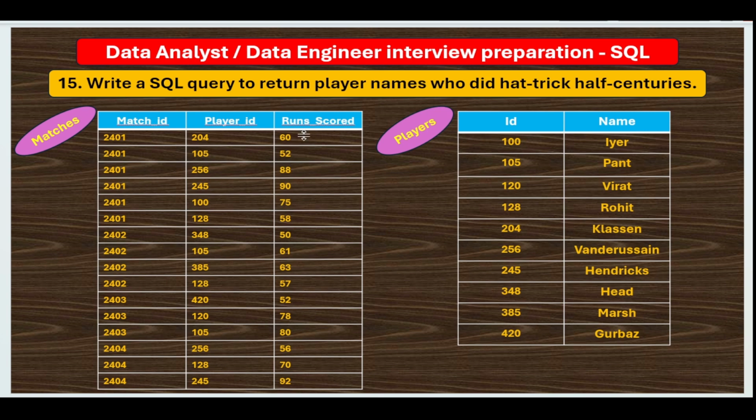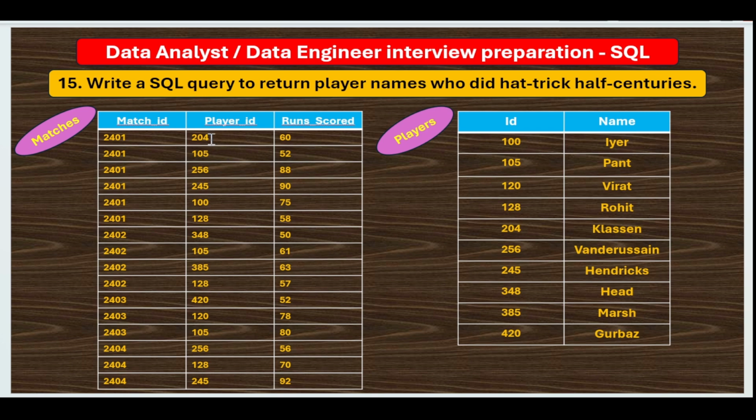Now we need not check their runs scored because they are all half centuries only, but we need to check for a hat trick. So we need to check for a player who scored half centuries consecutively three times, right? Then only we call that a hat-trick half century. We need to check whether a player scored a half century in three consecutive matches.